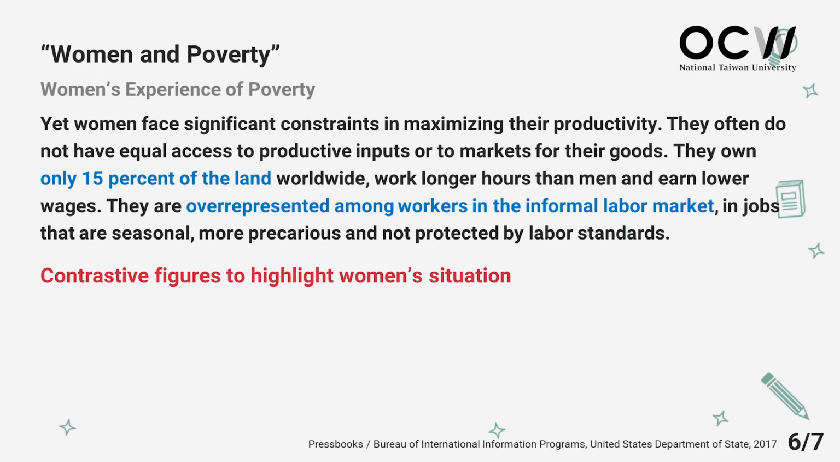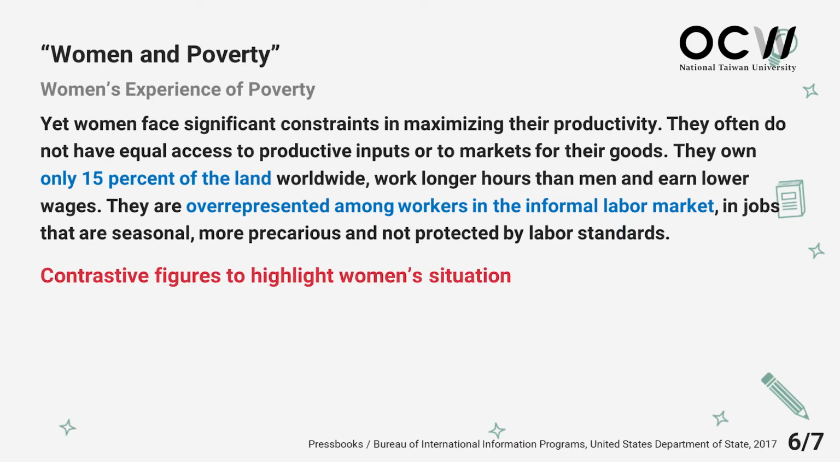And with this particular paragraph, what I want to point out is the use of key pronouns. We can see that in this one single paragraph alone, the word they is used 3 times. They often do not. They own only 15%. They are overrepresented. All these, by repeating key pronouns, create a sense of urgency that the author is trying to promote and place further stress on the concept of women being in poverty.